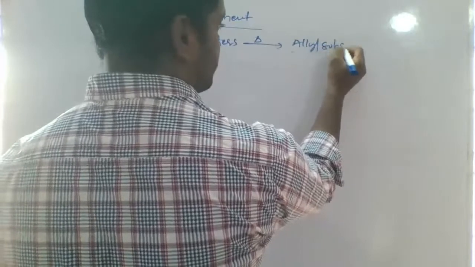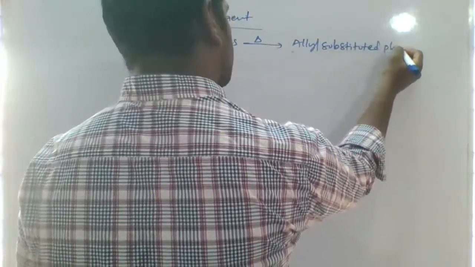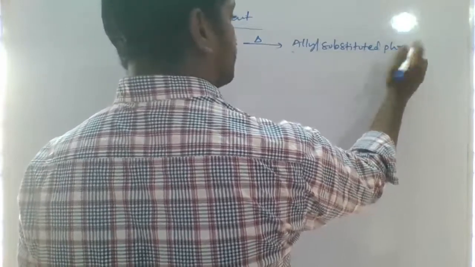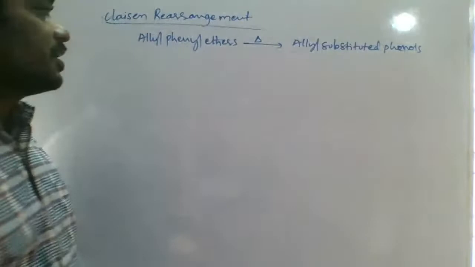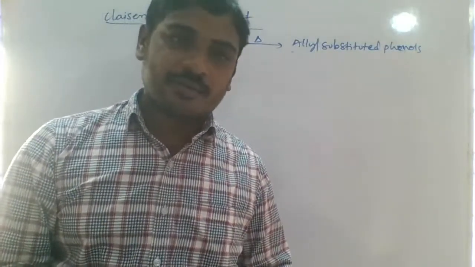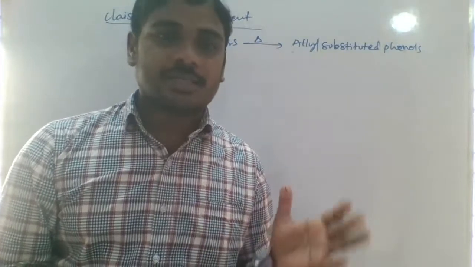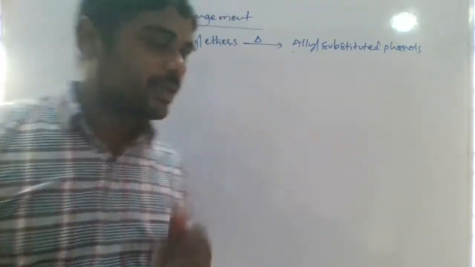Allyl substituted phenols. Phenol formation. This is a Claisen rearrangement. It is one of the chemical trapping reactions. So first of all, we are taking one of the substrate molecules, that is an allyl phenyl ether.